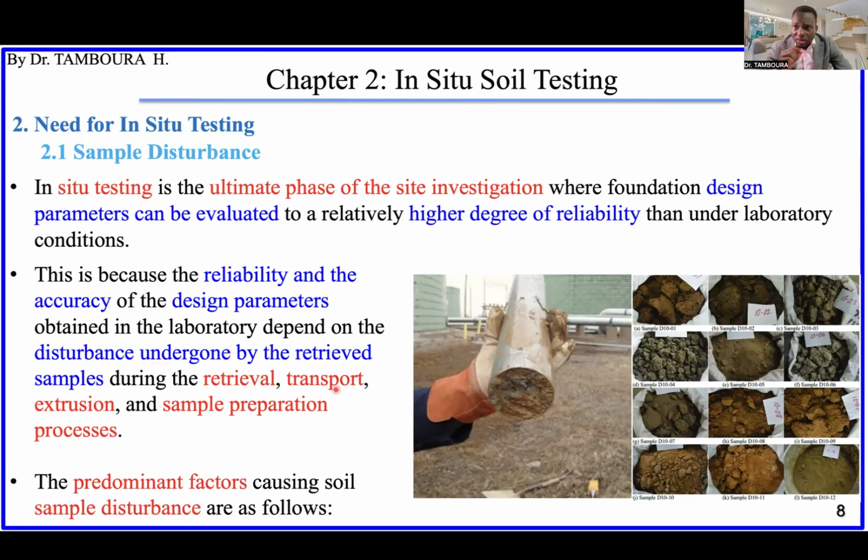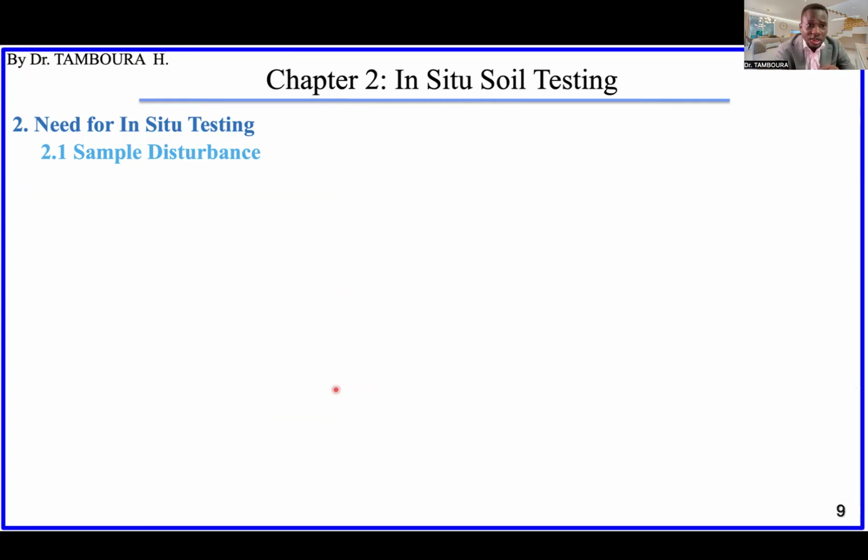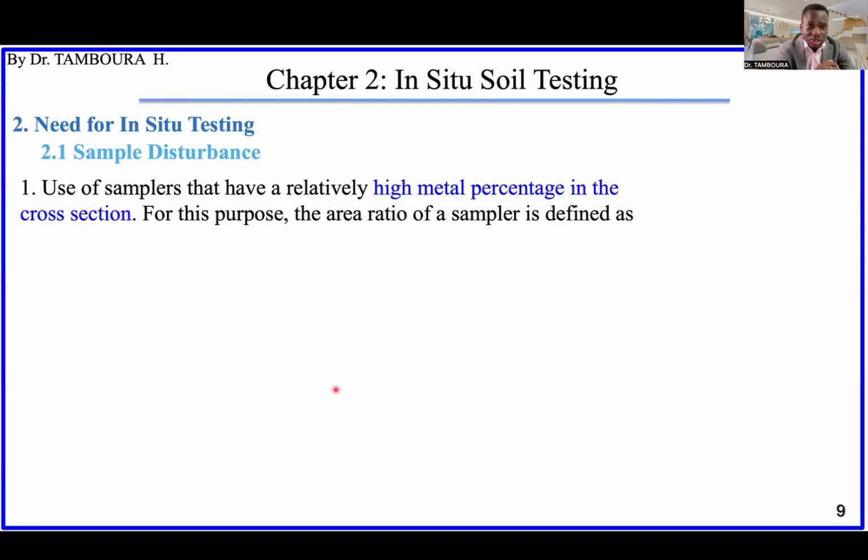So as I say, there are many factors that are contributing to the sample disturbance. And in the next slide, we are going to see what these factors are. The first one, number one, okay, we have up to at least four. There are many more, but here we are just going to see four of them.